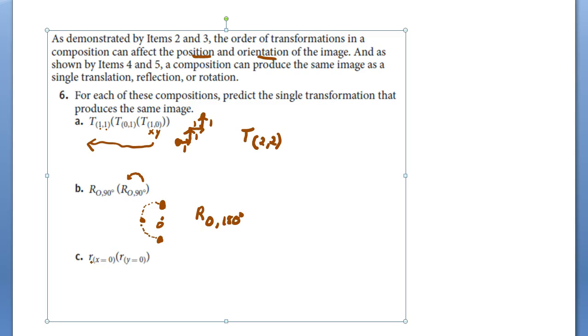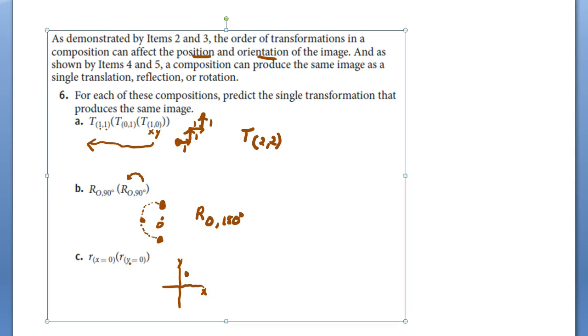Question C. Let's reflect across x equals 0 this. And this is the reflection across y equals 0. So let's do a quick sketch to see what's going on here. Here we have an x-axis and y-axis. Really quick sketch. And let's say we have some point like right there to begin with.